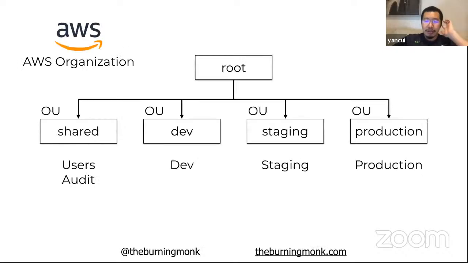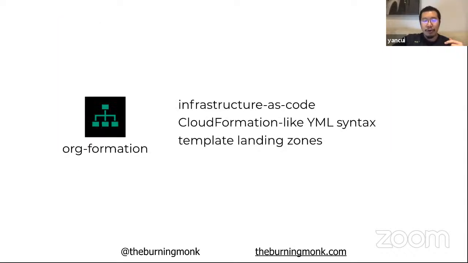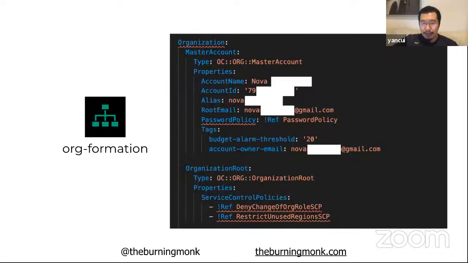And finally, in terms of the AWS organization, how I set it up, we've got the org units that I talked about earlier with different accounts underneath them. So I use a tool called org-formation to help me manage everything, which gives me infrastructure as code using a syntax that's very similar to CloudFormation. So I can use this to create the landing zones, basically a boilerplate for what a new account should have. Things like KMS encryption keys, default VPCs, and things like that.